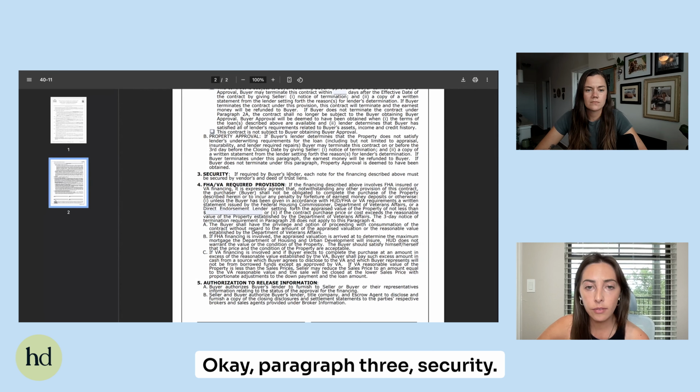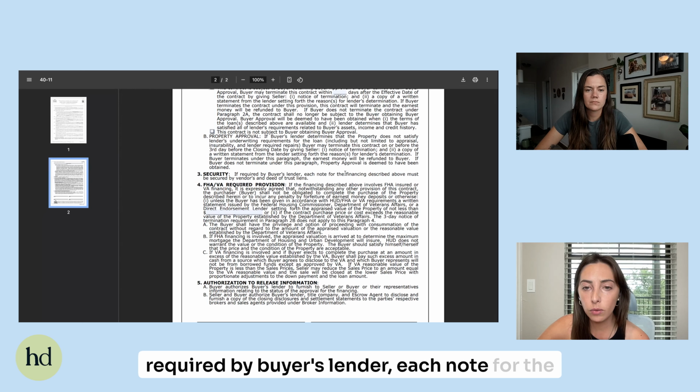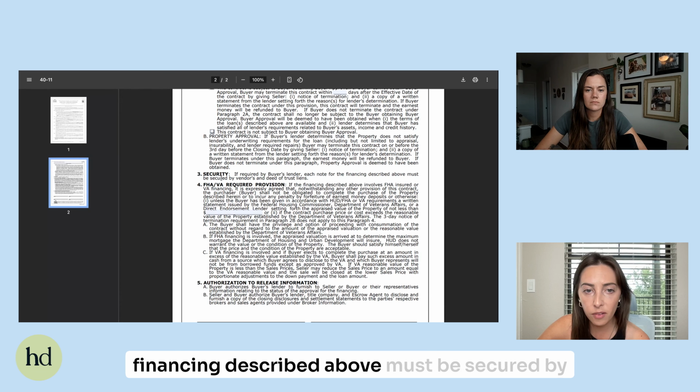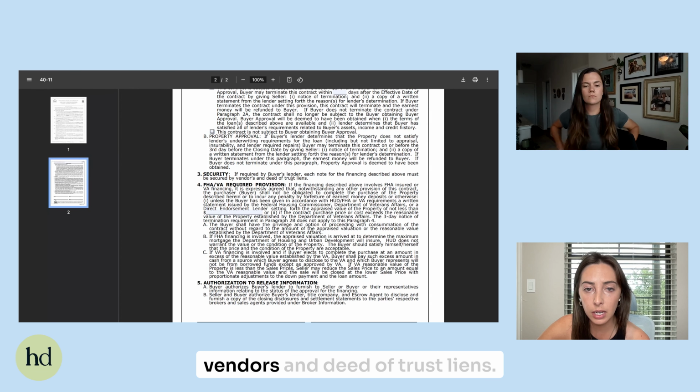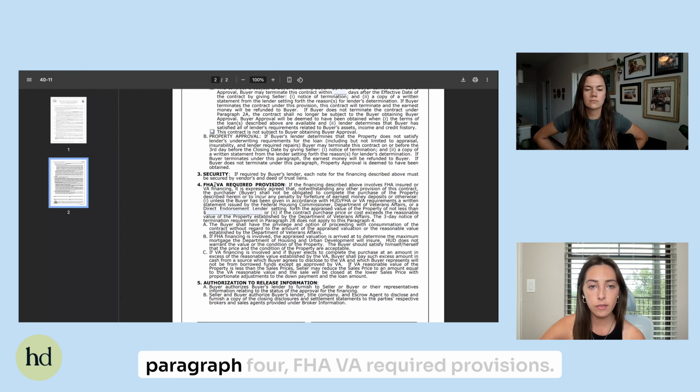Paragraph 3, security. If required by buyer's lender, each note for the financing described above must be secured by vendors and deed of trust liens. Paragraph 4, FHA, VA required provisions.